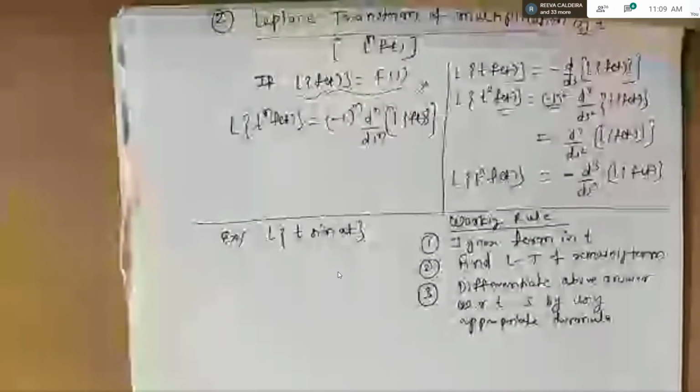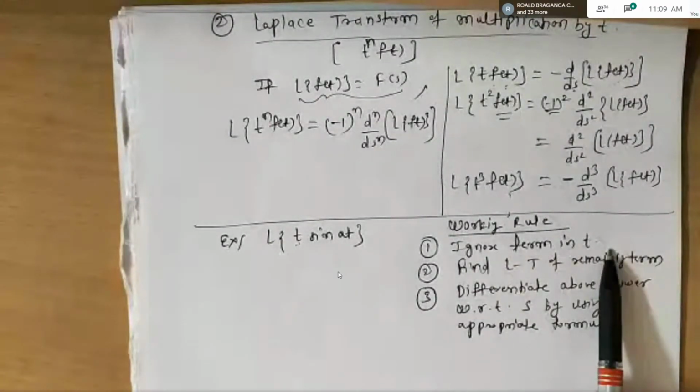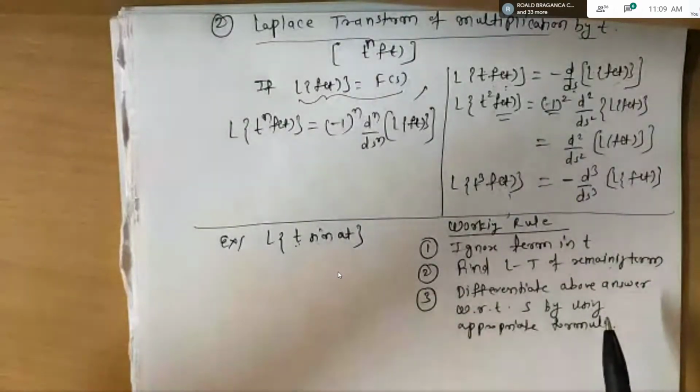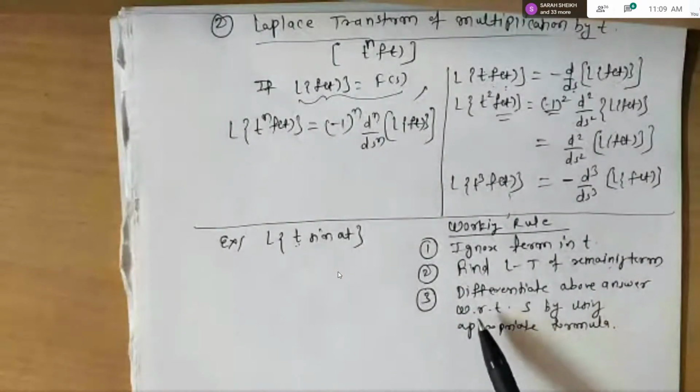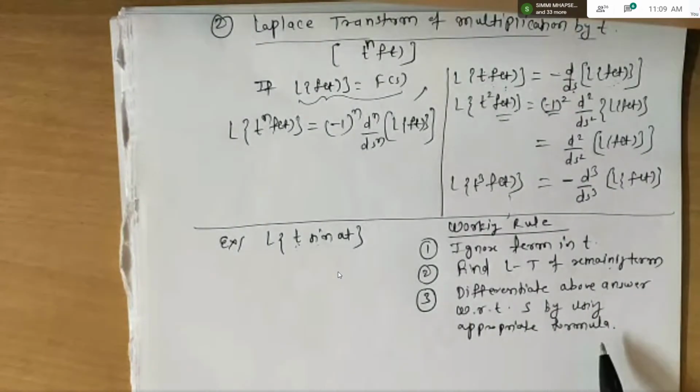Okay, students? I repeat the working rule. First step, ignore the term in t. Second step, find the Laplace transform of the remaining function. Third step, differentiate the above answer with respect to s using the appropriate formula. Okay.